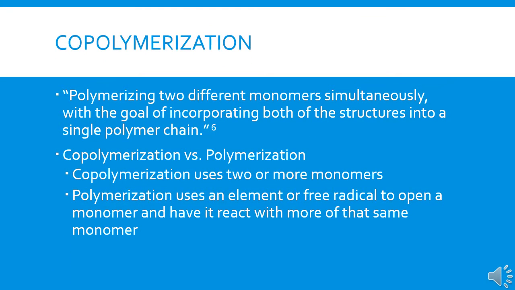The process that makes each of these copolymers different from polymers and each other is called copolymerization. This is the process of polymerizing two different monomers simultaneously with the goal of incorporating both of the structures into a single polymer chain. It sounds similar to polymerization, but it is different because it uses two or more monomers, whereas polymerization uses an element or free radical to break the bond in a monomer and have it reach out and react with monomers of the same composition.